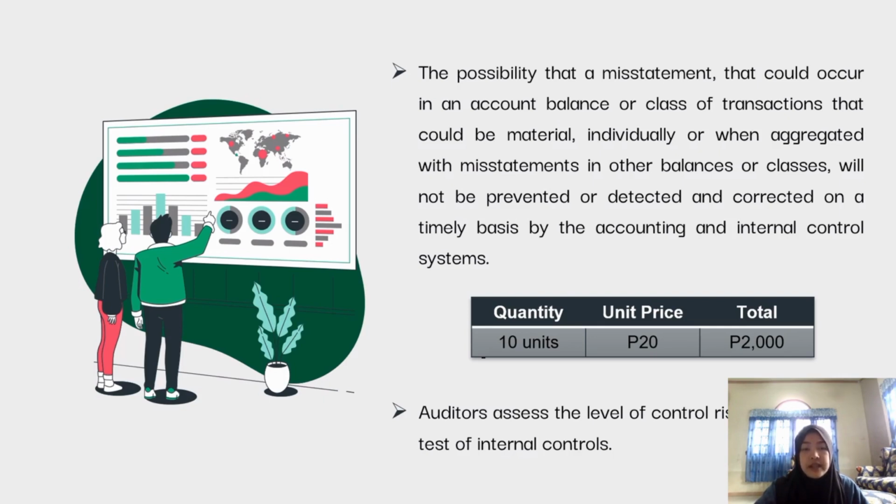So, control risk is the risk that a misstatement that could occur in an assertion will not be prevented or detected and corrected on a timely basis by the entity's internal controls. So let's have this example. We have a quantity of 10 units, a unit price of 20, and a total of 2000. So assuming the quantity and unit price fields in the record are correctly presented, the total value of 2000 is an error.